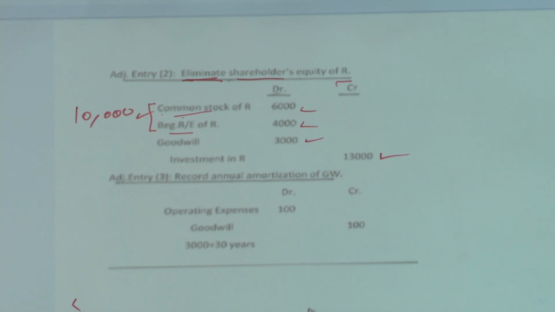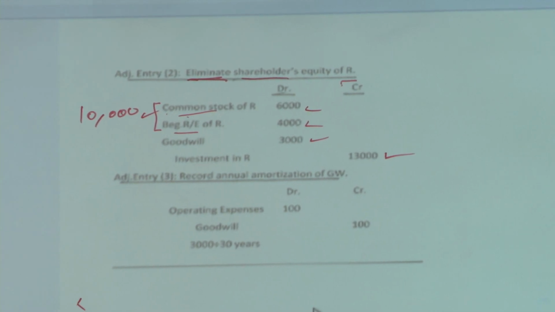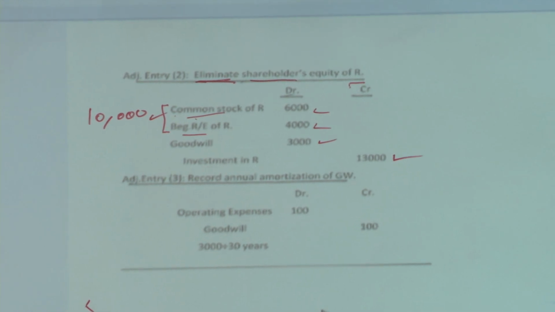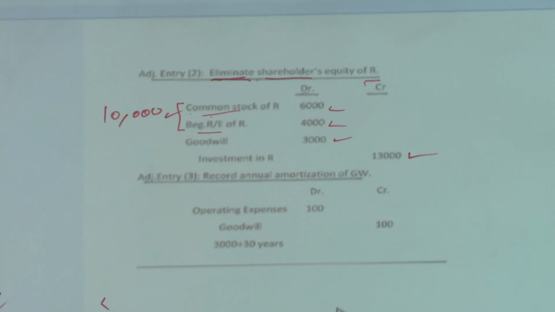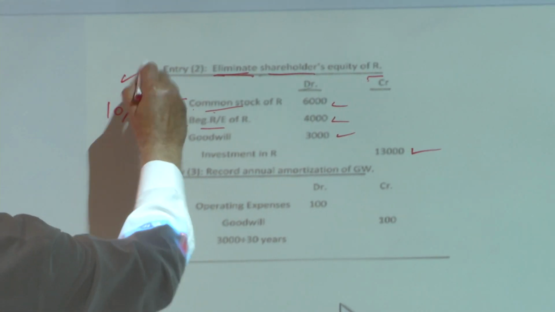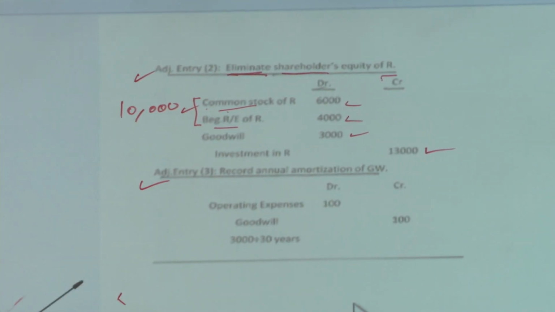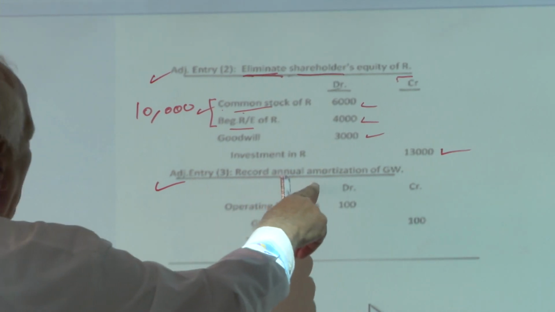The last one. I told you we have 3 adjustments. Adjusting entries are very important. Later we're going to show you why and explain it. Adjusting entry number 3, that's number 2. ADJ number 3: record the annual amortization.